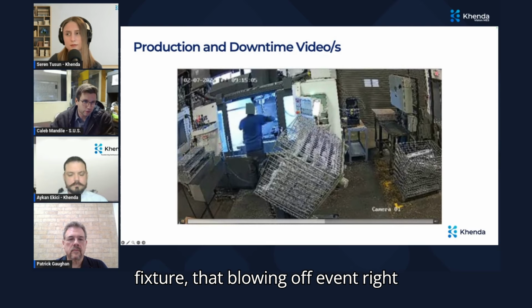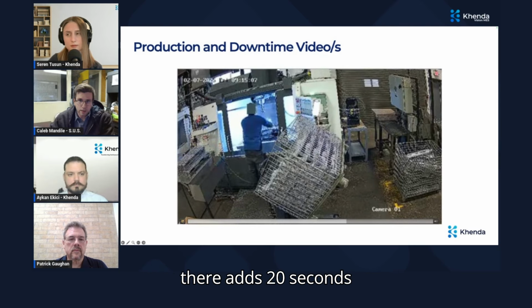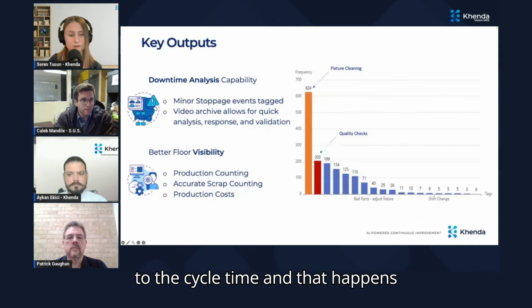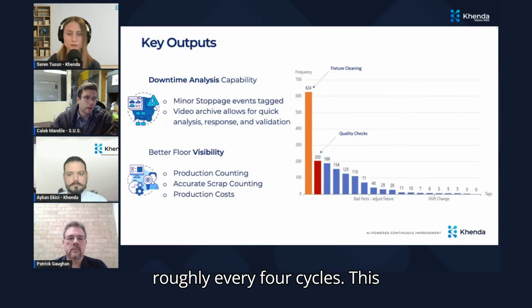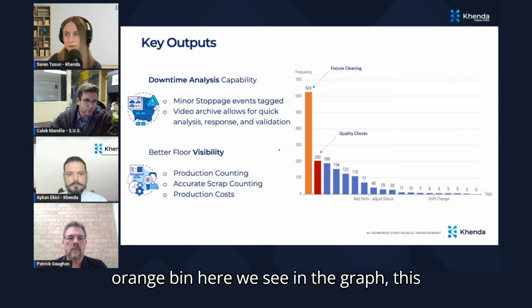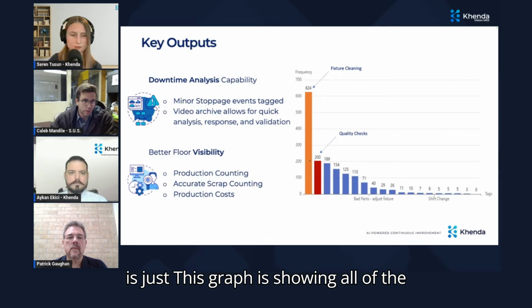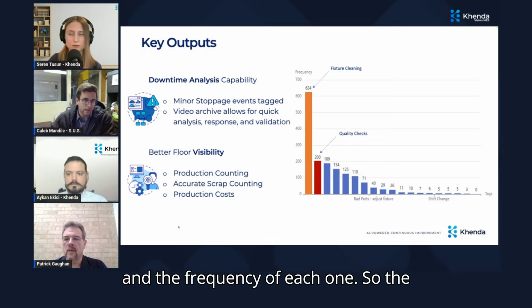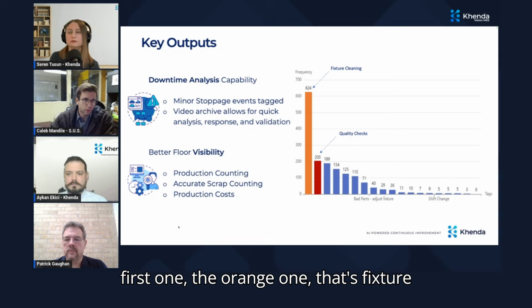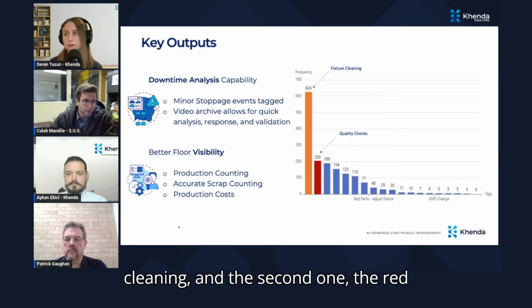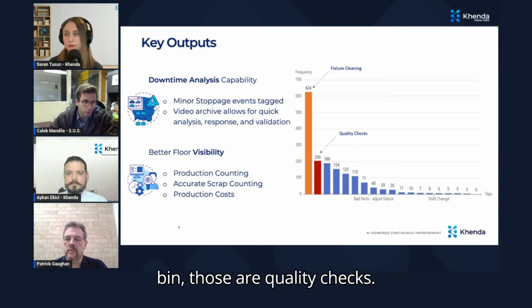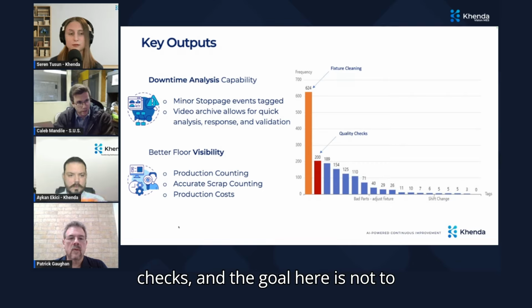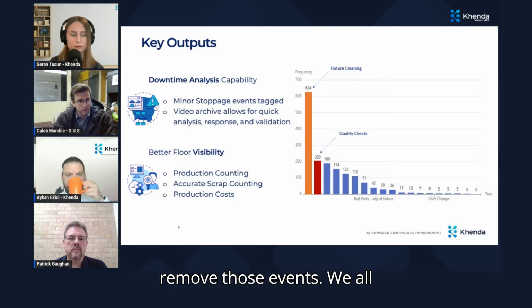And that blowing off event right there adds 20 seconds to the cycle time, and that happens roughly every 4 cycles. This orange bin we see in the graph. This graph is showing all of the tagged minor stoppage events and the frequency of each one. The first one, the orange one, is fixture cleaning, and the second one, the red bin, is quality checks. Both of these relate to quality, and the goal here is not to remove those events.